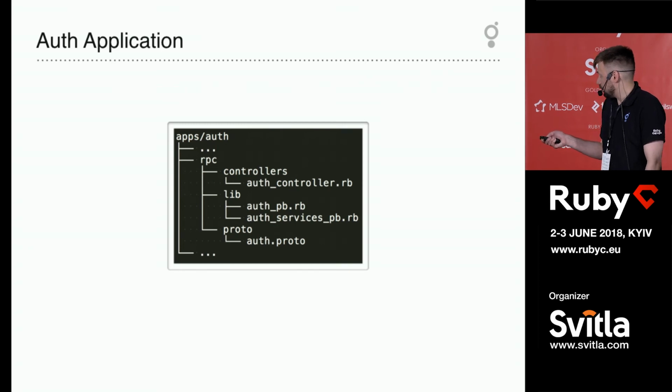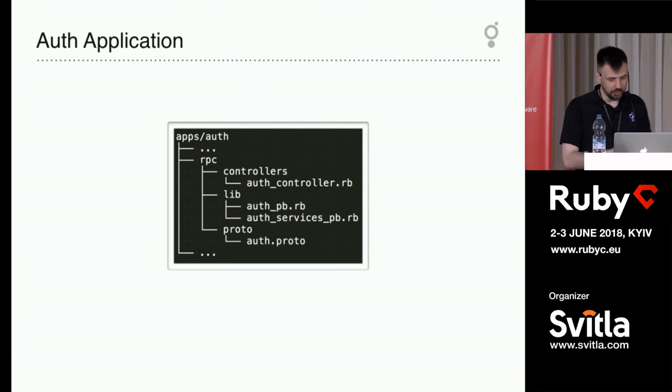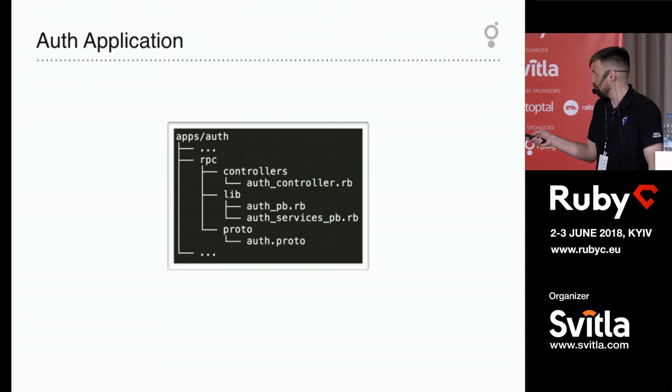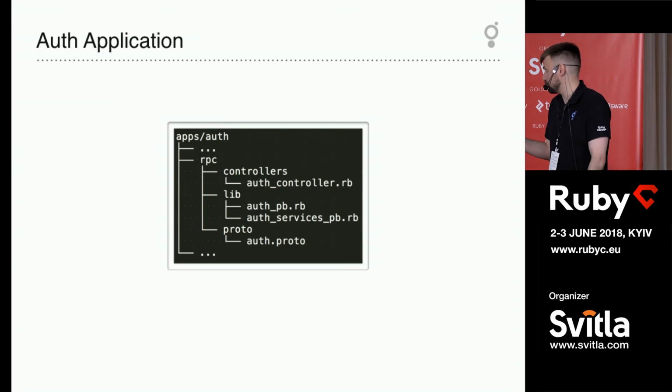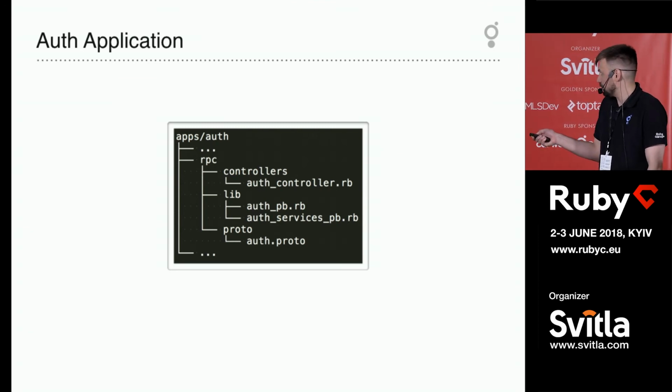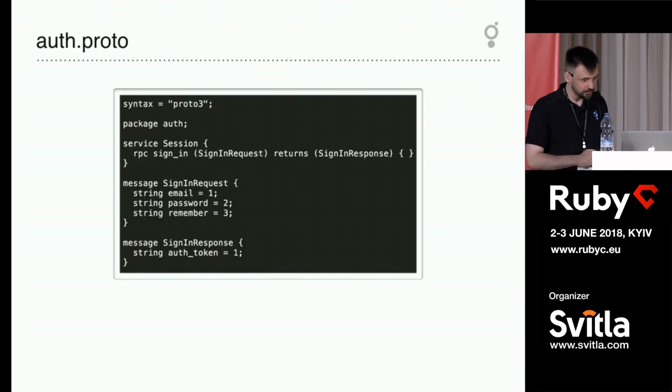So what we have here, we have a proto file. This proto file just describes our way of communication. We have a controller. This is the entry point, like a standard Active Record controller, something like this. And these files will be generated automatically. We don't need to touch them at all.